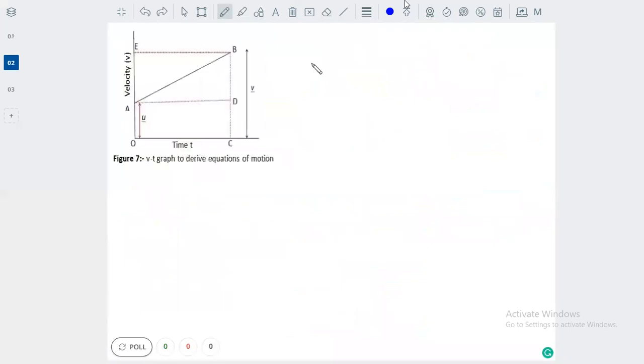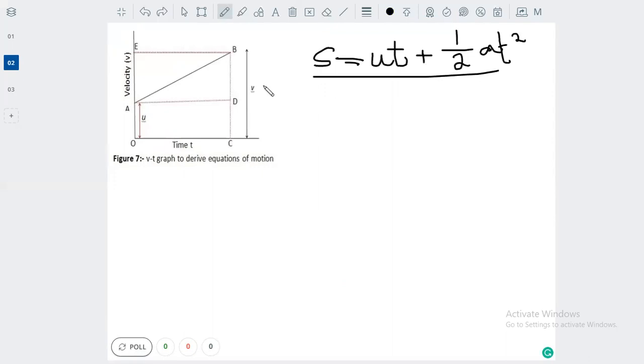Now the second equation of motion is S equal to ut plus half at square. S equal to ut plus half at square. Now how are we going to derive this, S equal to ut plus half at square? There is also a process regarding that, through this graph only. So let us see what is that procedure. S equal to ut plus half at square.